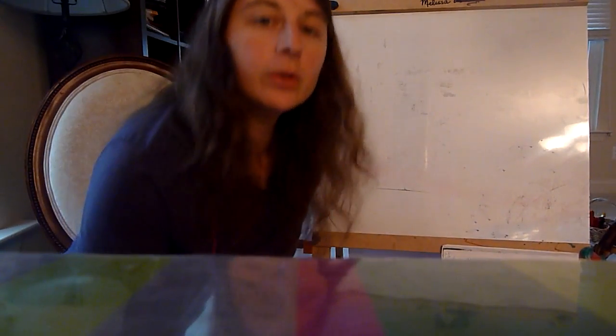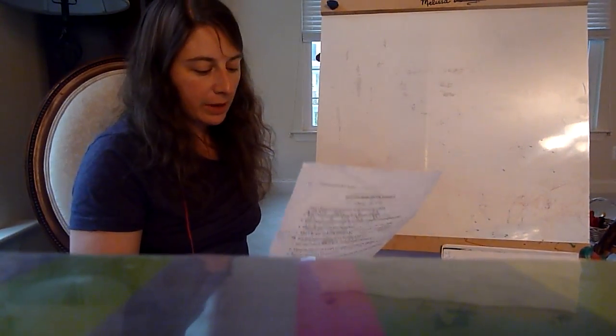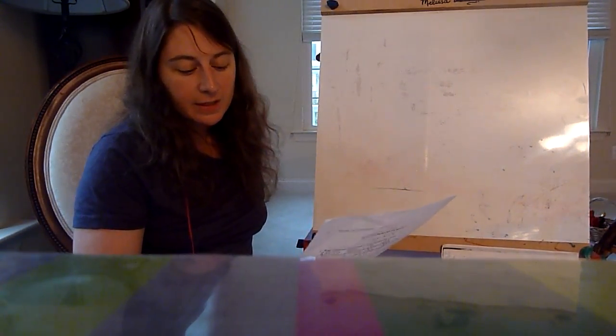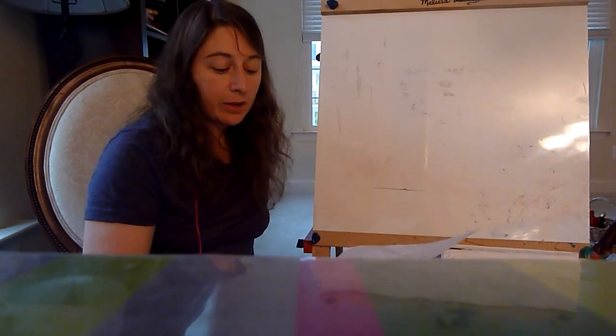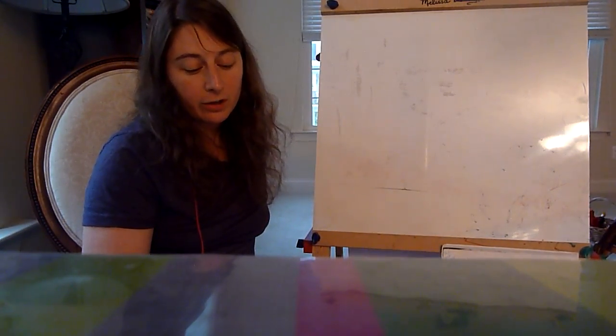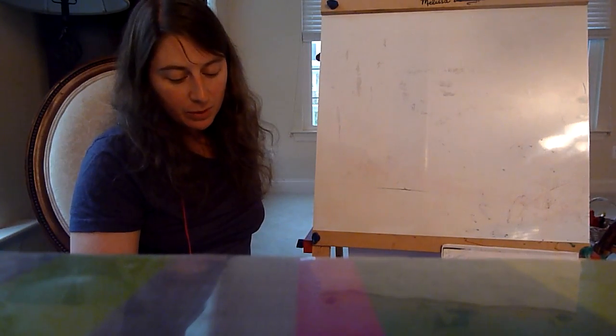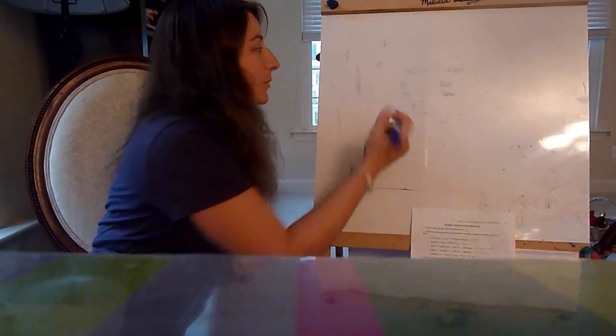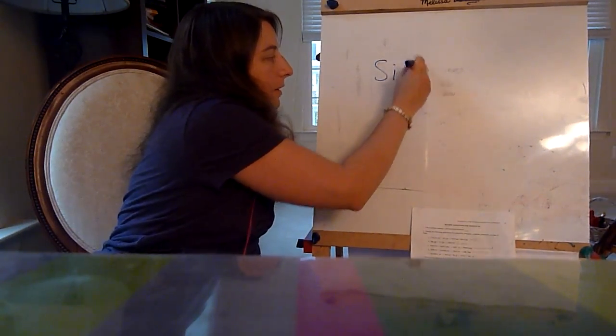So our first review question for this week is number 8. What do the following things have in common? 32.1 grams of sulfur, 40.1 grams of calcium, and 60.1 grams of this, which I hope you can all tell me what it is. I'll write it here.